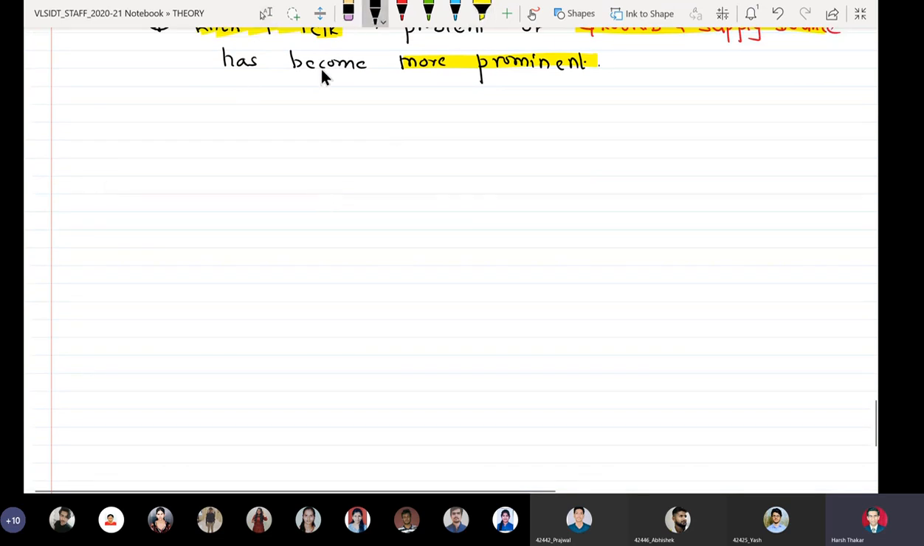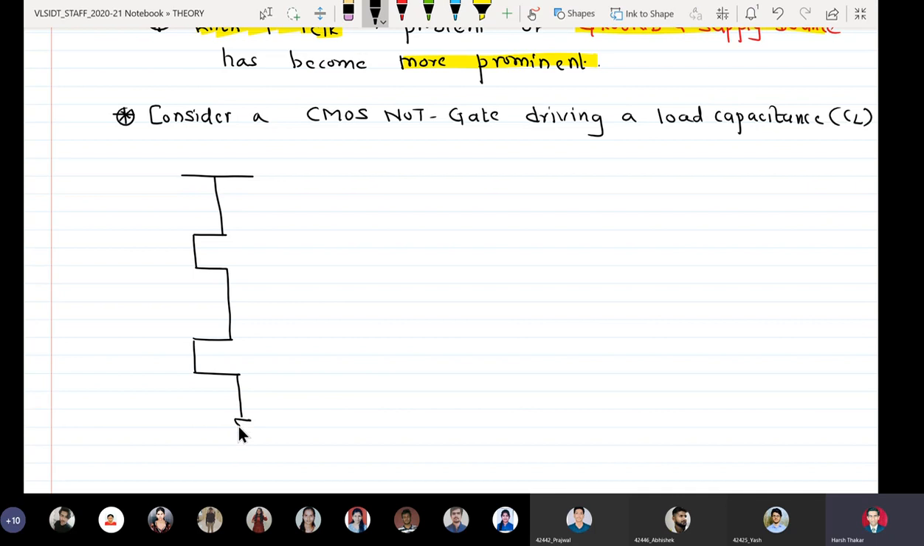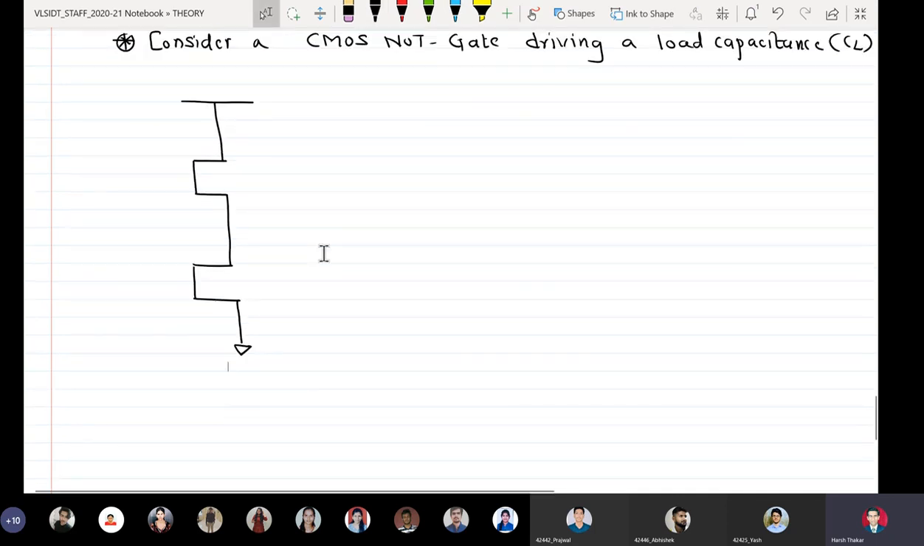Now we consider a CMOS inverter. This will be interesting for you. Consider a CMOS NOT gate driving load capacitance CL.